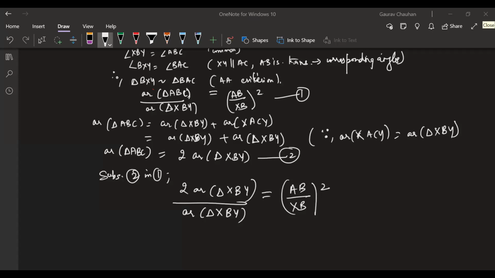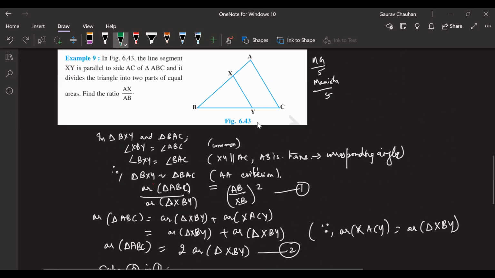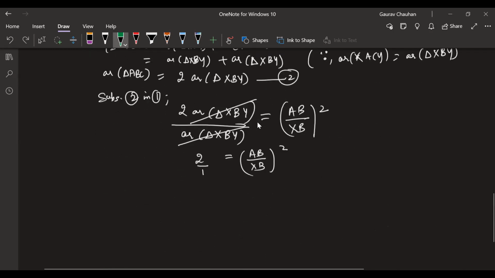Sir, we can cancel the area of XBY and we get 2 is equal to AB by XB whole square. Perfect. So I'll get 2 is equal to AB by XB the whole square, or you can write 2 by 1 also if you wish. Now, guys, I have to finally find AX by AB. So I have to reach there.